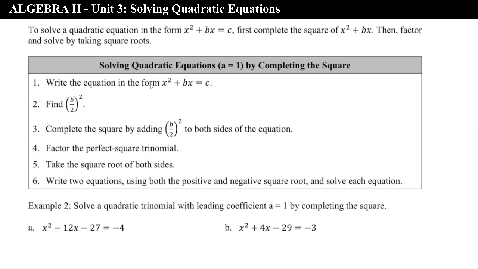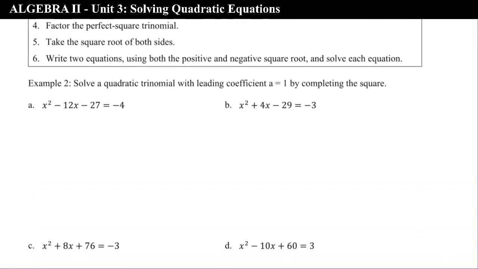It's easier once you see it, but we're going to write the equation in that form as I just mentioned. Then we're going to find what b over 2 squared is. So basically you're going to take that number in front of the x, divide it by 2, and square it. And then you're going to take that number and add it to both sides. And then from there we'll factor, take the square root, and solve. So these procedures are here for you. They make more sense once you see it. So let's do some examples with it.